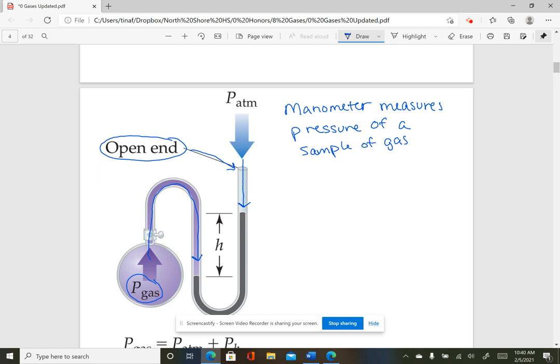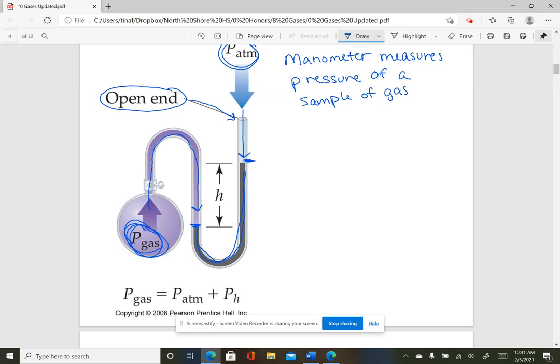And whichever one is stronger is going to push the mercury inside of here in either direction. So notice how this side is higher than this side here. That means that this gas is pushing with more pressure than the air on the outside. Okay, so if it's higher over here, the gas has a bigger pressure than the air pressure. So how we would calculate that, if we wanted to know the pressure of the gas inside, we would have to take atmospheric pressure and add this height to it.